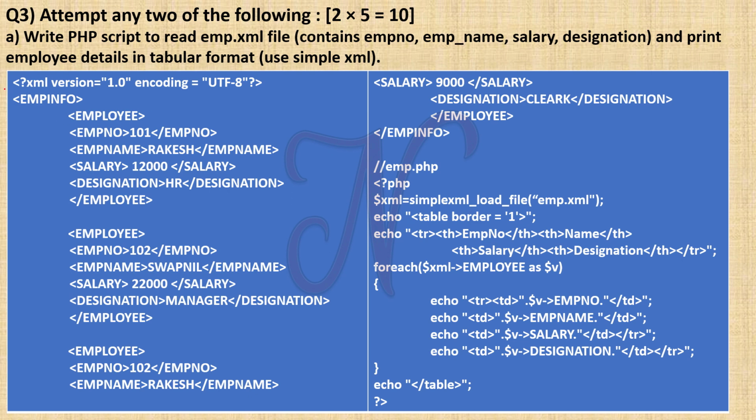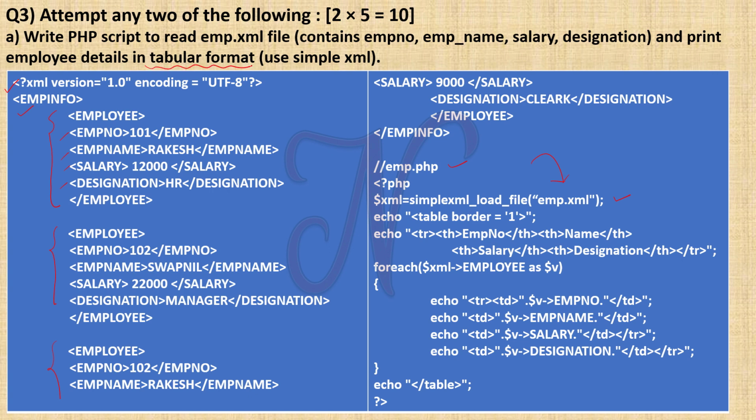This is your XML version, and this is your root tag, empinfo. This is your first employee, with employee number, name, salary, designation, and this is the second employee, this is the third employee. Then this is your second file, employee.php. Here we load simplexml_load_file and pass this XML file name, and print the data in tabular format.